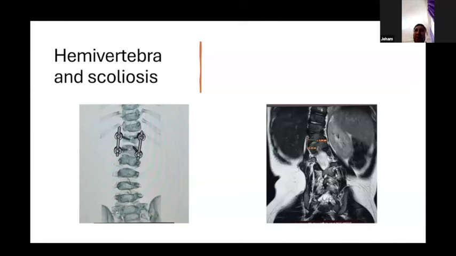Also, we could manage some scoliosis. This was a 2-year-old kid with scoliosis due to a hemivertebra, so we could make a hemivertebrectomy and a posterior fusion of the spine.